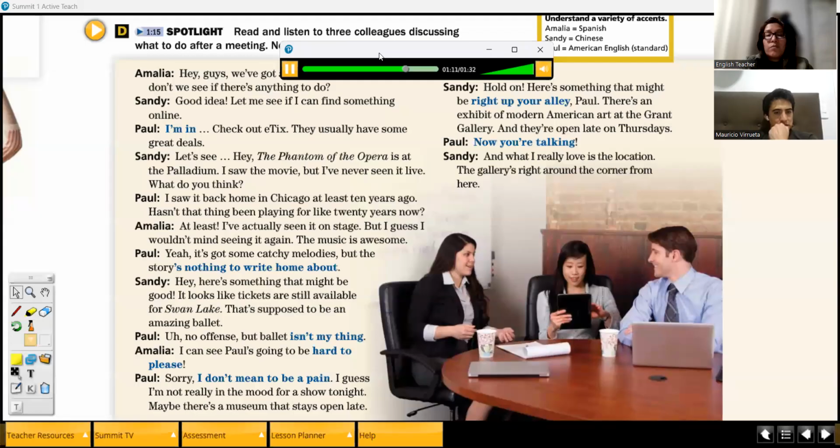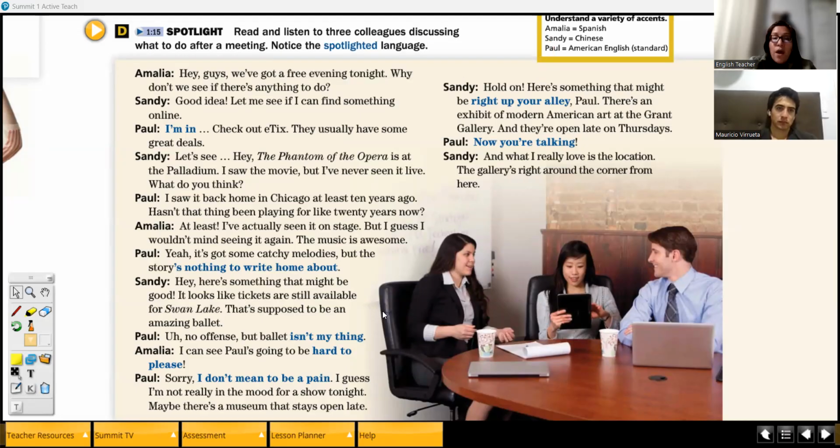Maybe there's a museum that stays open late. Hold on. Here's something that might be right up your alley, Paul. There's an exhibit of modern American art at the Grand Gallery, and they're open late on Thursdays. Now you're talking. And what I really love is the location. The gallery is right around the corner from here.